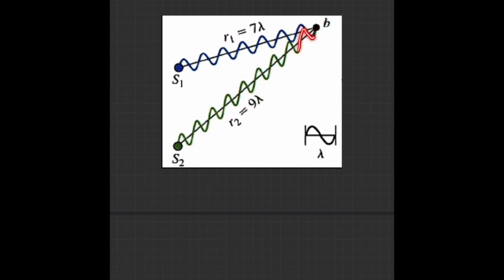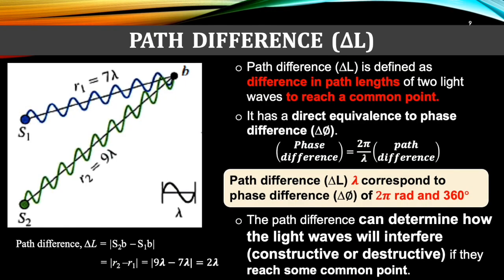And then the path difference between them is constructive interference because the two sources are in phase. To calculate the path difference delta L, 9 lambda minus 7 lambda, we get 2 lambda.